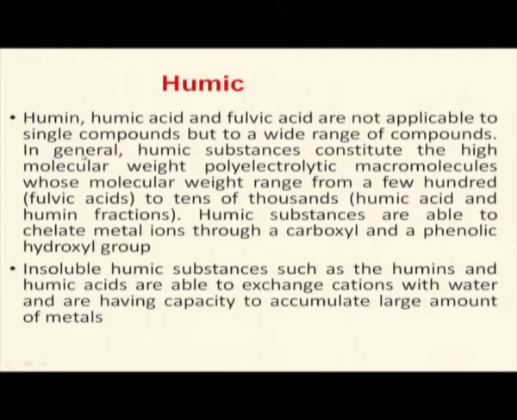Generally, humic substances constitute high molecular weight polyelectrolyte macromolecules, whose molecular weight ranges from a few hundred for fulvic acid to tens of thousands for humic acid and humin fractions. So, the molecular weight of these macromolecules in the humic category varies widely.